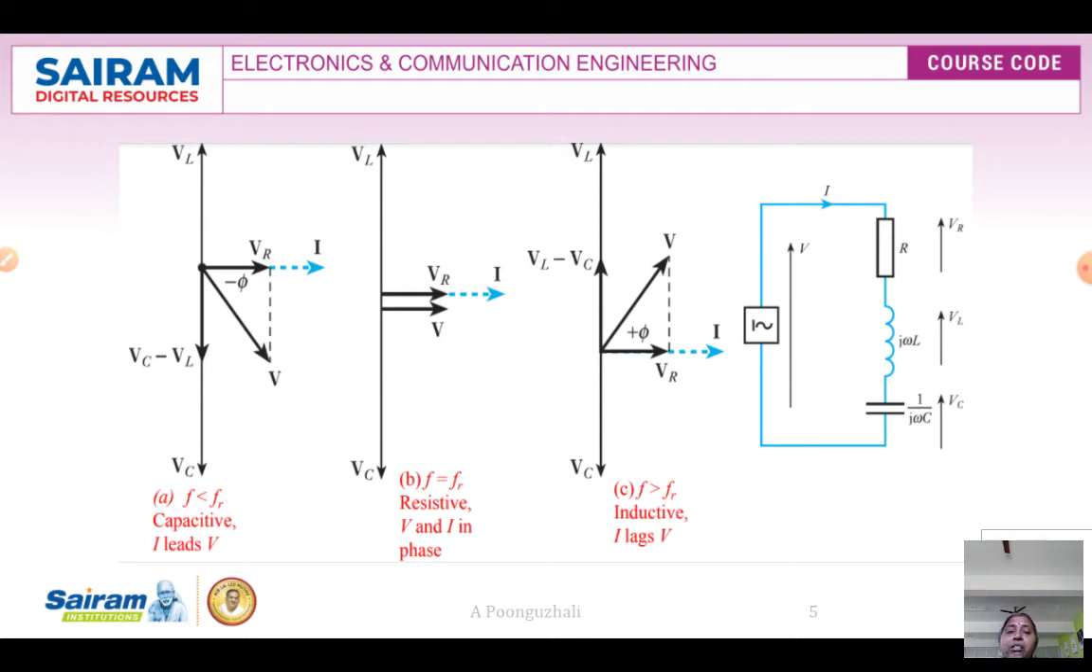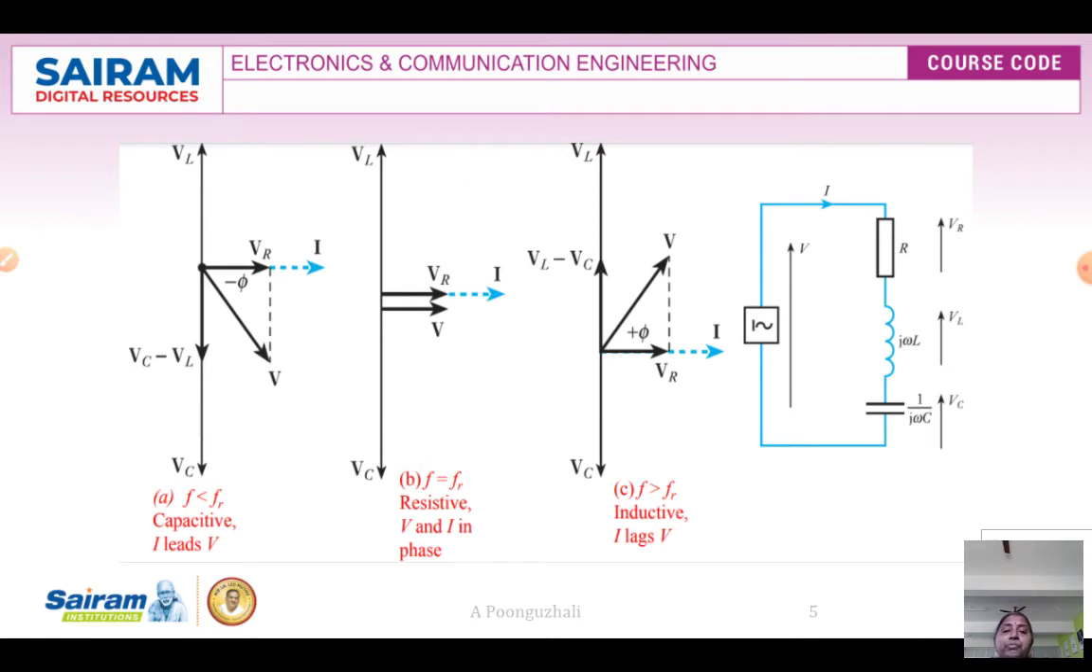Next, when F is equal to Fr, the circuit behaves as a resistive circuit. That means V and I are in phase. In phase means phi is 0. The third condition is when F is greater than Fr. That means the circuit behaves as an inductive circuit. Inductive circuit means the voltage is VL minus VC. It is going to lead the current by 90 degrees, or in terms of I, I lags the voltage by 90 degrees.